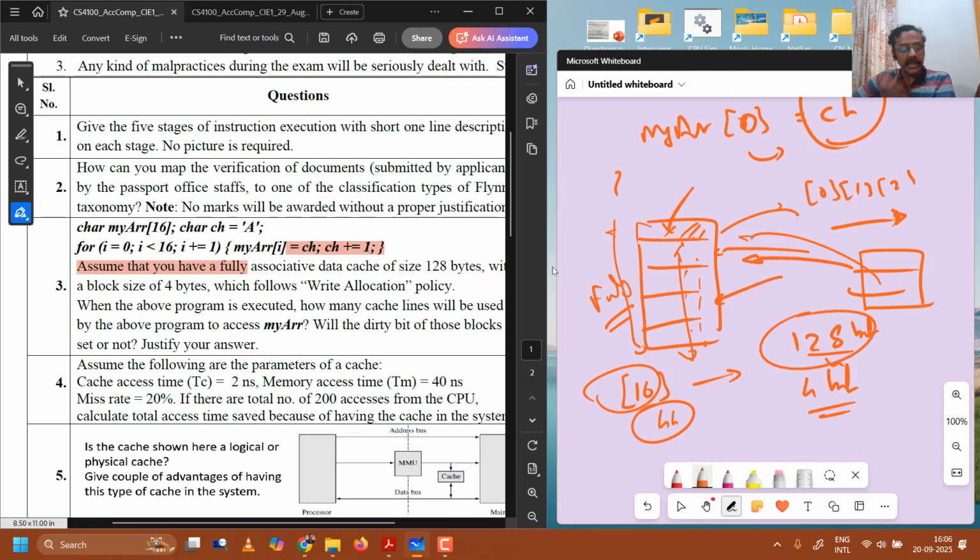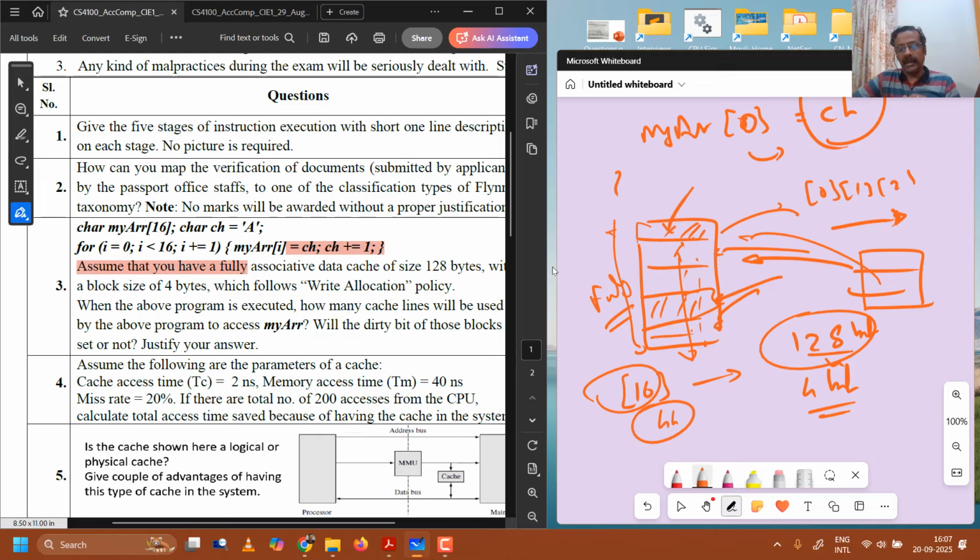So it will be bringing in data as the for loop is going through, and it will allocate a new block in the fully associative cache. And it is a write allocate, so for every access in the for loop, it is going to allocate a new block in the cache. So how many will it allocate? 4 into 4, 16. So it will have 4 blocks allocated in the cache. Okay, that's what you have to say when it asks how many blocks are used when the above program is executed.